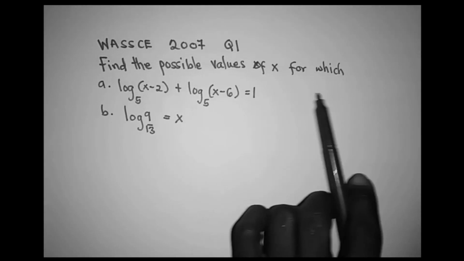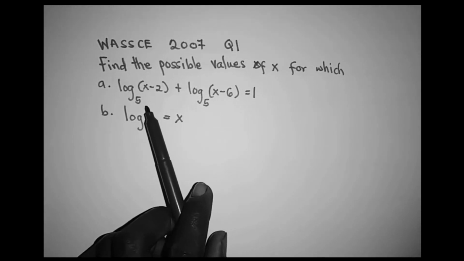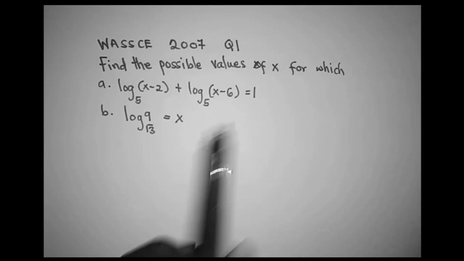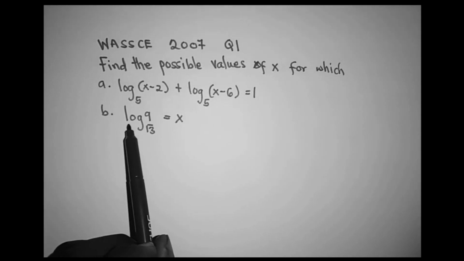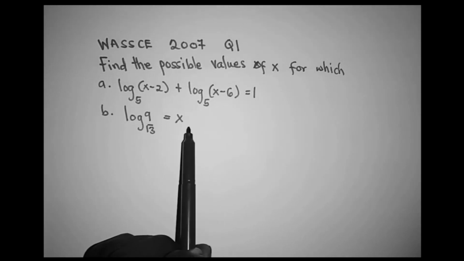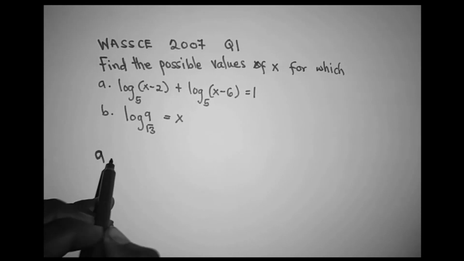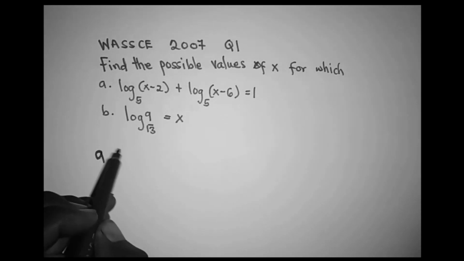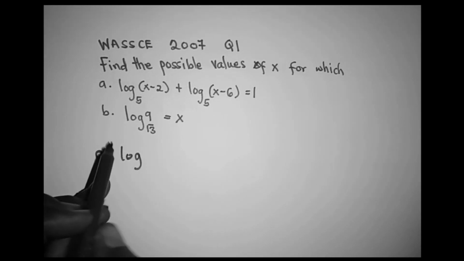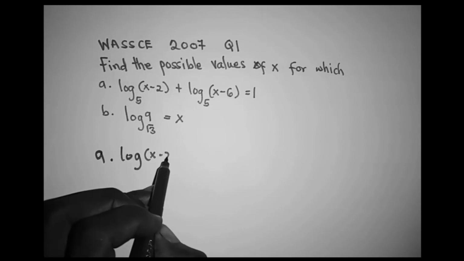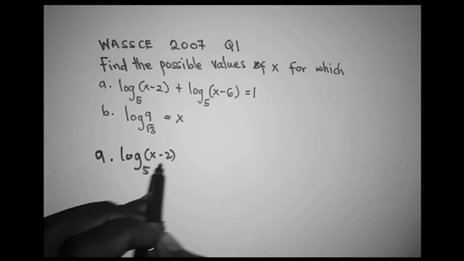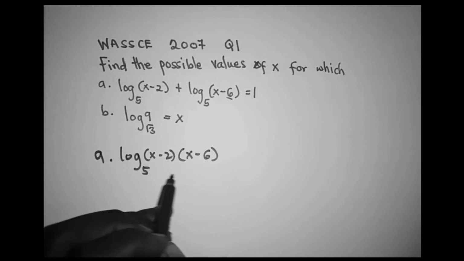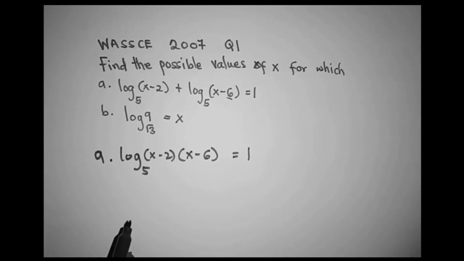Find the possible values of x for which log (x minus 2) base 5 plus log (x minus 6) base 5 is equal to 1. And then the b part is log 9 base root 3 is equal to x. So let's start with the a part. So we can write all of this as a single log, and that is log (x minus 2) base 5 times, since they are adding, they'll multiply, (x minus 6).